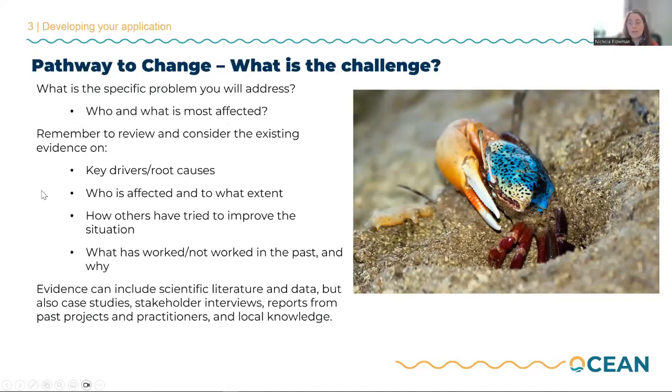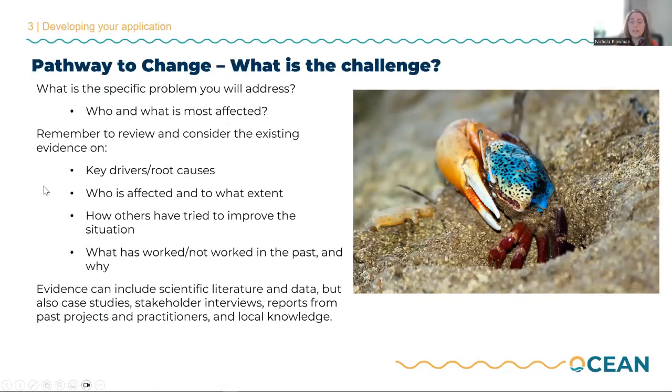We also really recommend that you look out for what has worked and not worked in the past. This is part of what I mentioned earlier about evaluation. You want to make sure that you're not repeating approaches that have failed in the past, or if you are repeating this approach that has failed in the past, you'll need to justify why in your specific context you think that approach is going to be successful. We ask you to provide evidence in the application.